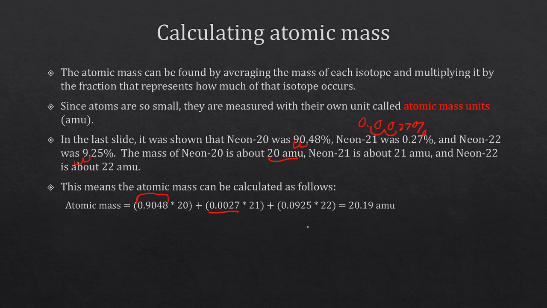We multiply each of these by their mass, and we add them up, and we get 20.19 AMUs. You may also see this written as a summation sign, which is just a fancy way of saying add up all the things in the group.